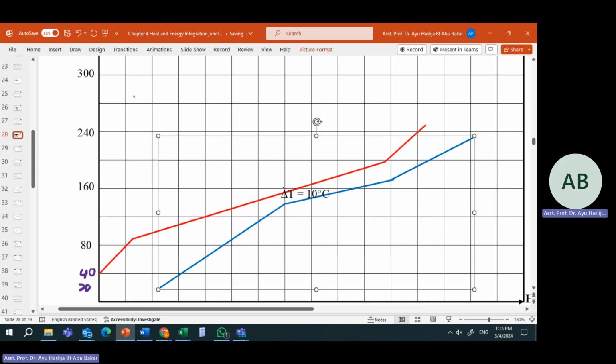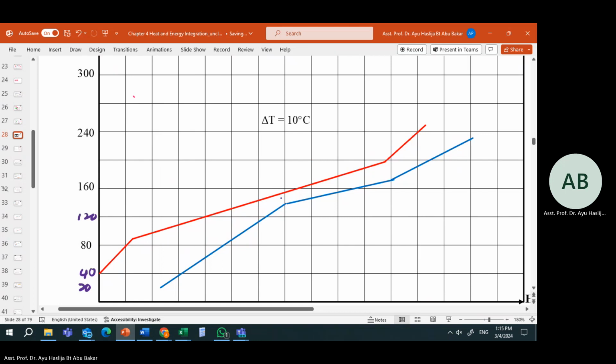So the delta T min here, until you find 10 degrees C between the hot and cold. So from this figure, let's say from the plotted one, this one is delta T min. The difference is 10 degrees C.